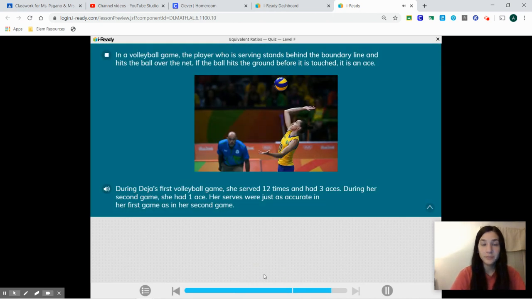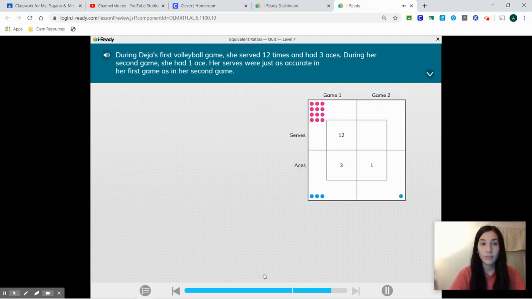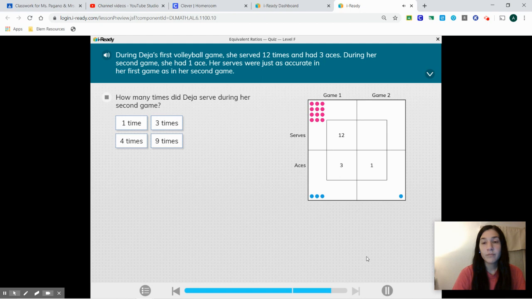In a volleyball game, the player who is serving stands behind the boundary line and hits the ball over the net. If the ball hits the ground before it is touched, it is an ace. During Deja's first volleyball game, she served 12 times and had 3 aces. During her second game, she had 1 ace. Her serves were just as accurate in her first game as in her second game. How many times did Deja serve during her second game?